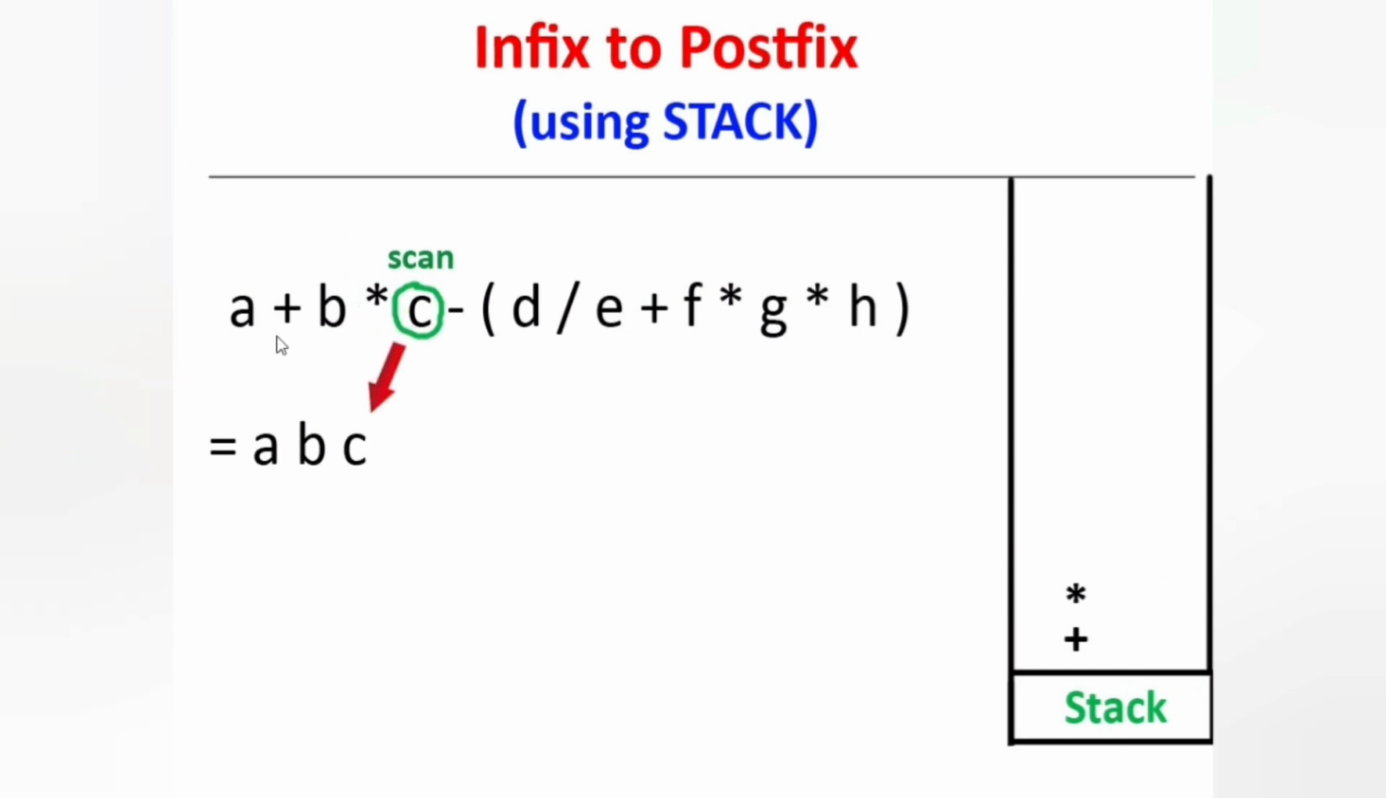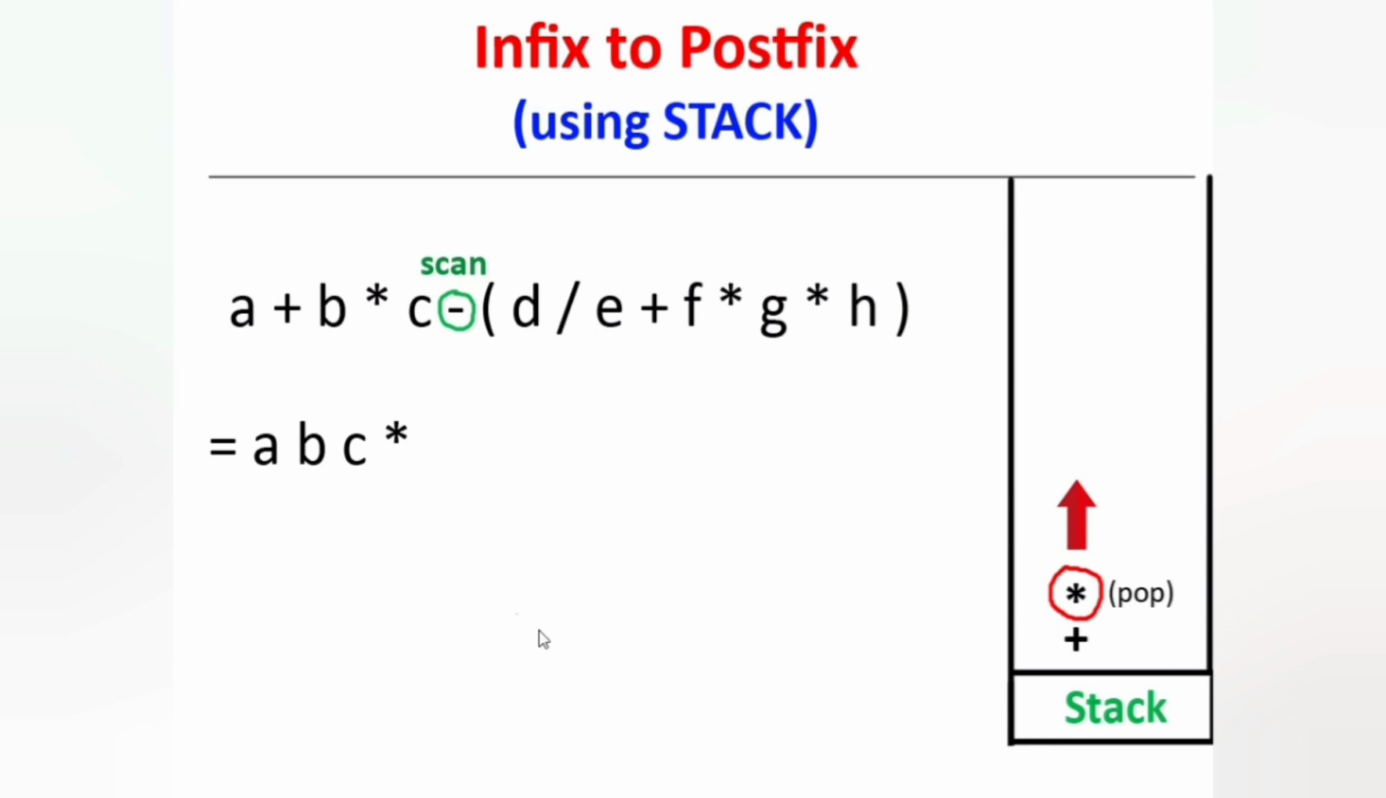Now what is the next scanned item? The next scanned item is C, which is an operand. Since it is an operand, it will be placed normally into the postfix expression. Okay, now move to the next. Next is minus. Now let's see what happens.